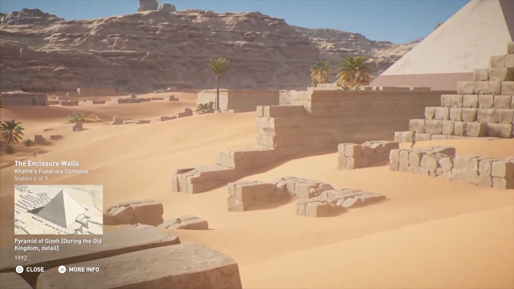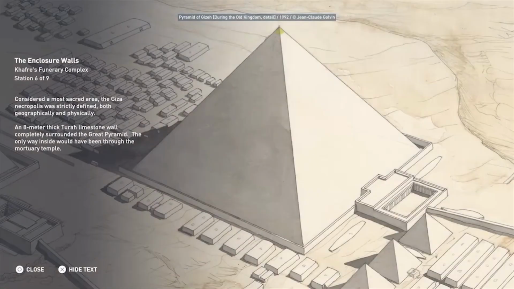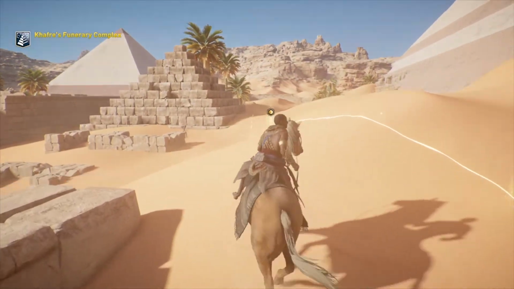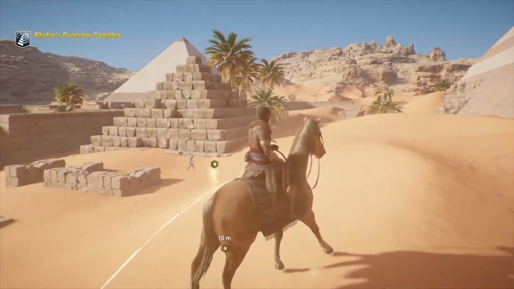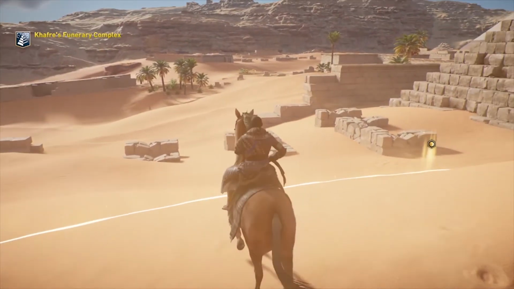Considered a most sacred area, the Giza Necropolis was strictly defined, both geographically and physically. An 8-meter-thick Tura limestone wall completely surrounded the Great Pyramid. The only way inside would have been through the mortuary temple.